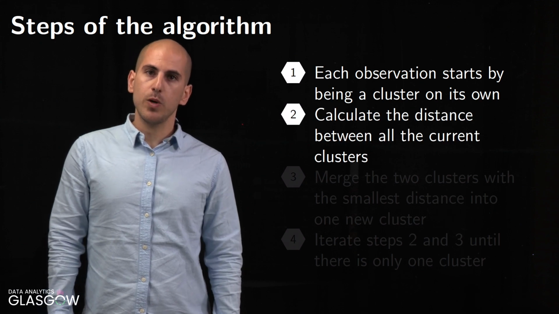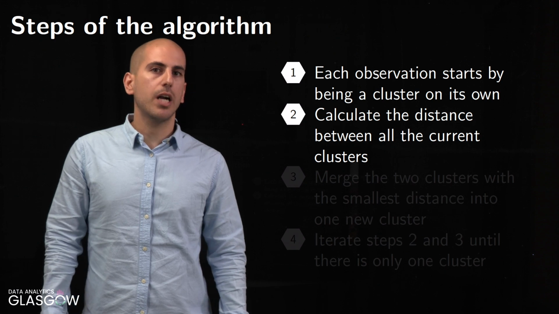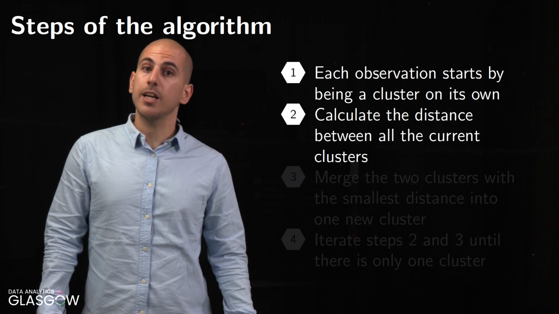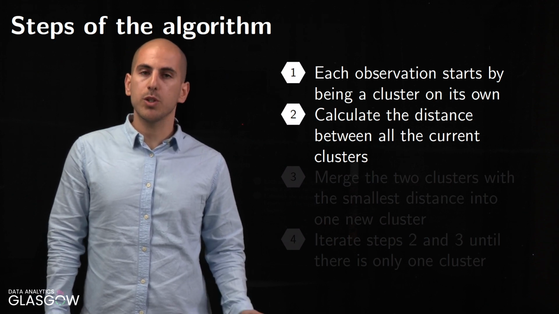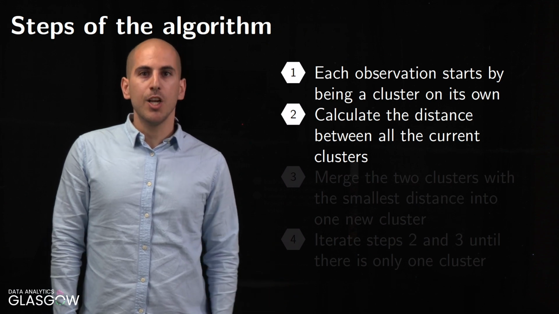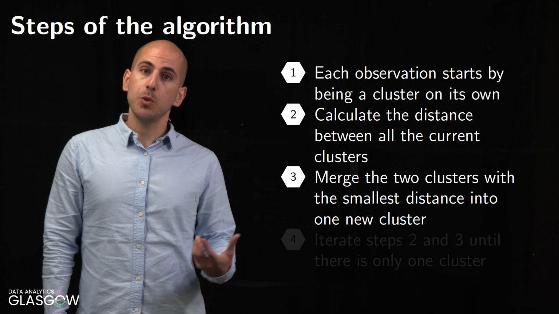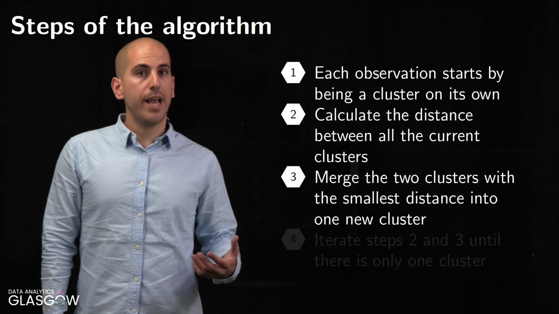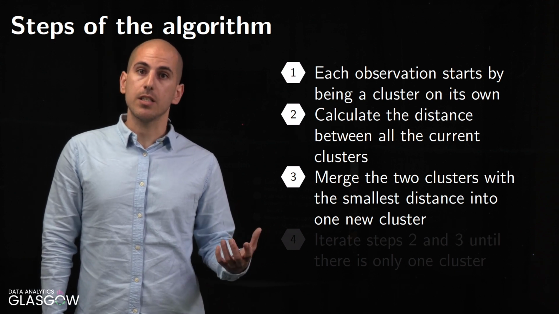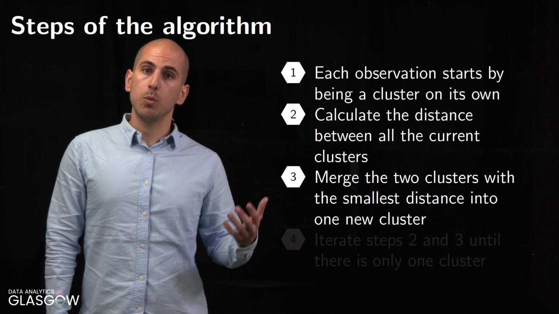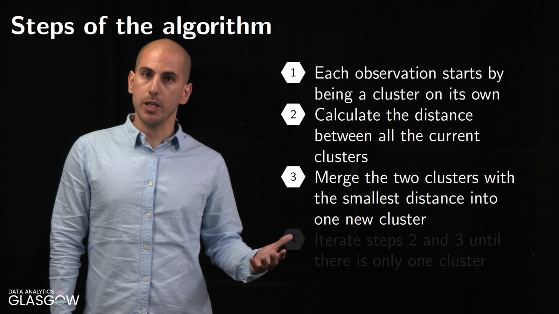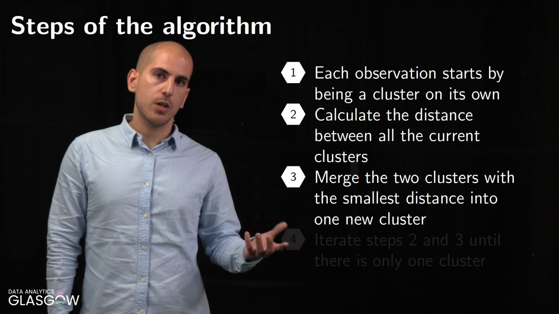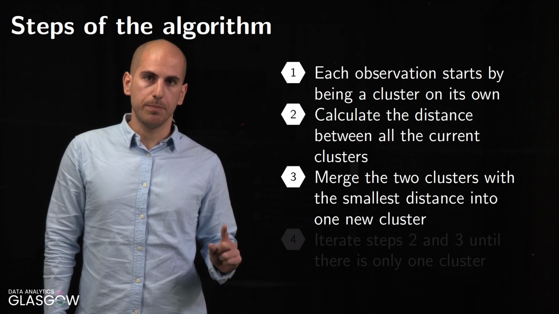Now, the second step is we actually have to calculate the distance between all the current clusters. And since we started with all clusters being just single observations, right now we have to calculate the distance between all these observations that we have. Okay, so the third step is that we have to merge the two clusters that have the smallest distance. So when we have these 10 observations and we've seen the distance for each pair of observations, we will find out which pair has the smallest distance, and then we will merge these two observations into a new cluster. And obviously that cluster will now have 2 observations instead of 1.